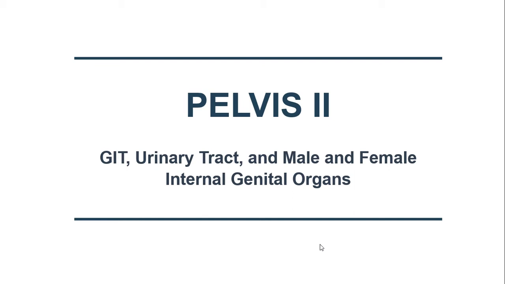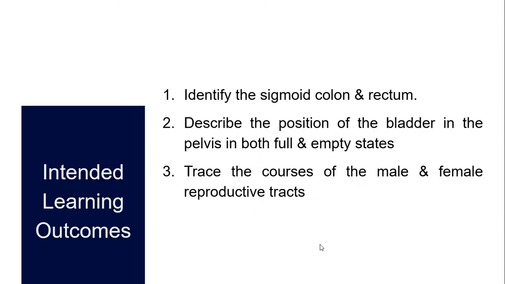So we are going to discuss the GIT, urinary tract, and male and female internal genital organs inside the pelvic cavity. At the end of this module, the students must be able to identify the sigmoid colon and the rectum, describe the position of the bladder and the pelvis in both full and empty states, and trace the courses of the male and female reproductive tracts.